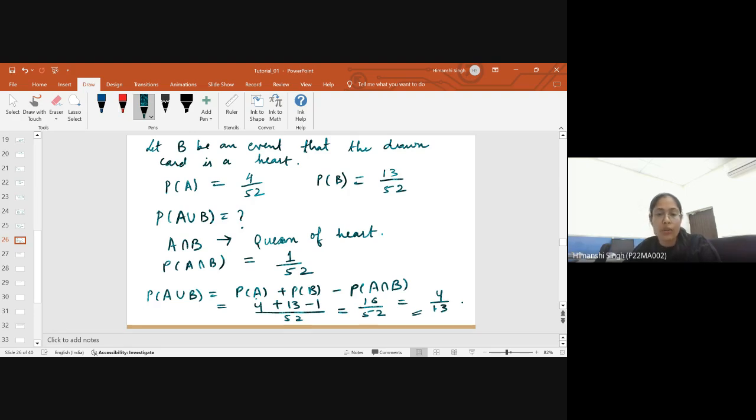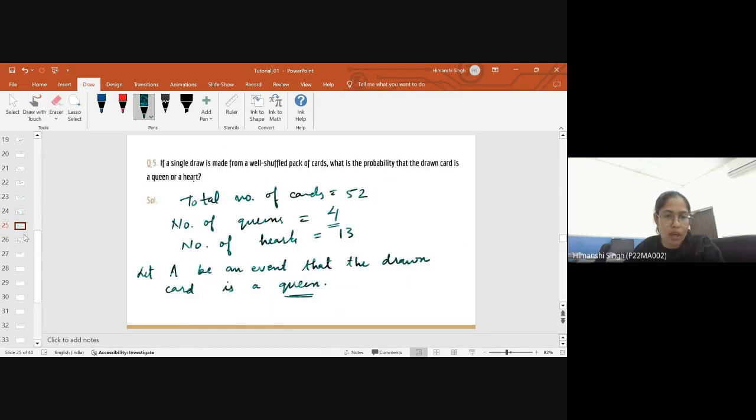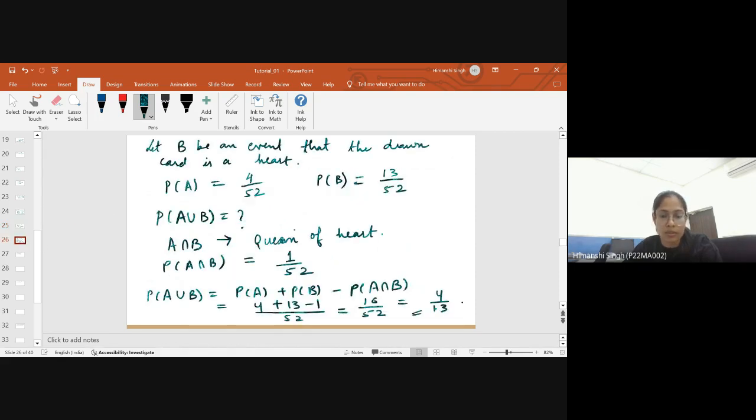So any doubt in this? Majorly what you need to understand here is that this is basically the formula, but you need to understand what the question is asking, the probability of which event has been asked, and then you need to answer that only. This is the main thing in this type of question. So I hope this is clear to all of you. Yes.